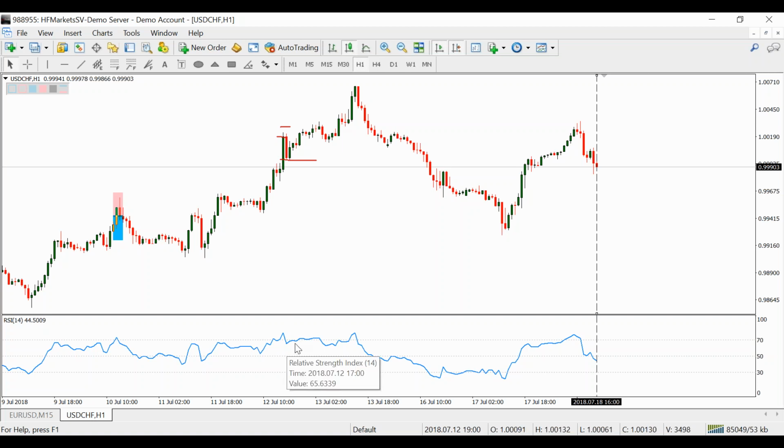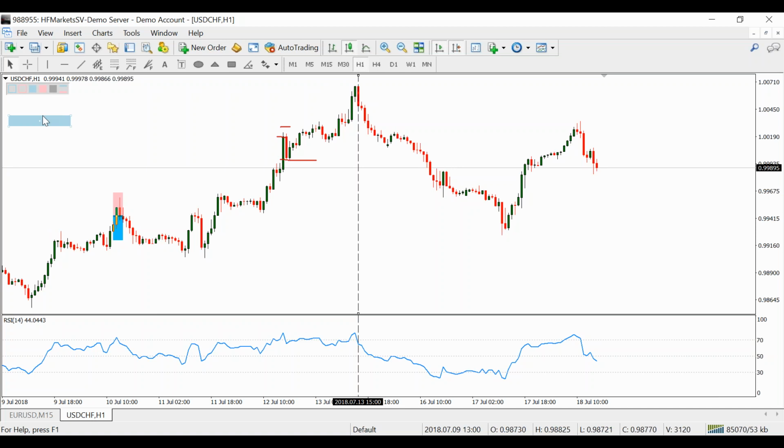Lepas tu dia turun balik, kita pun sell balik. Put another round of trap dekat sini. And then naik sekali lagi sini. Dia turun balik, kita masuk. Kita masuk dekat sini. Boom, baru kita dapat. Tapi here kita kena trap, 2 kita kena trap. Is this a good strategy? If we use RSI alone, for me, it's not really good. It's workable, but it's not really good. Sama juga dengan overbought.